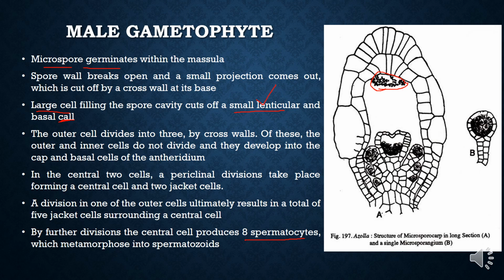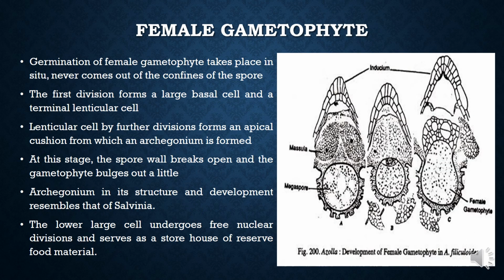The antheridium of Azolla has a single jacket layer that is protective in function, and inside the jacket layer are the antheridoid mother cells. By repeated division, these 8 spermatocytes are produced, and they are flagellated. So it is a swimming type of reproductive germ cell.